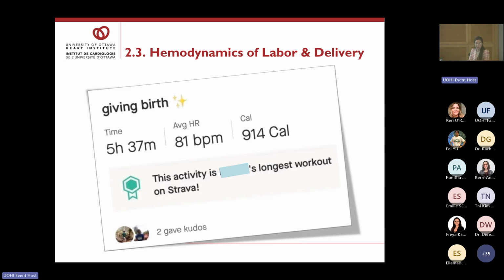I know that there's probably many Strava users here. This is not ChatGPT generated. So someone decided to record their delivery, and a workout is a workout. So love that.